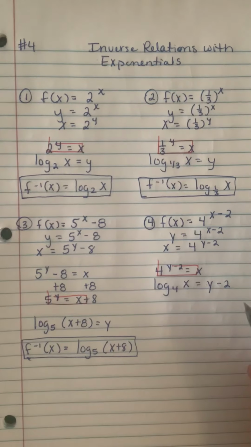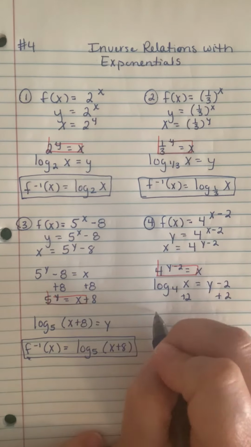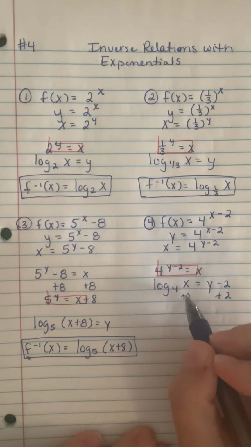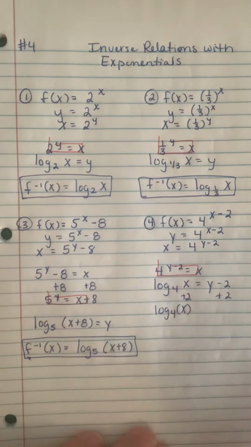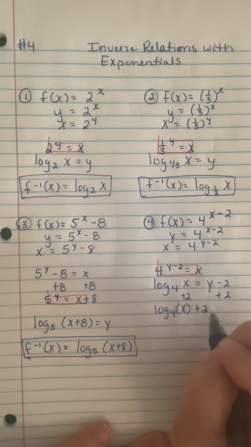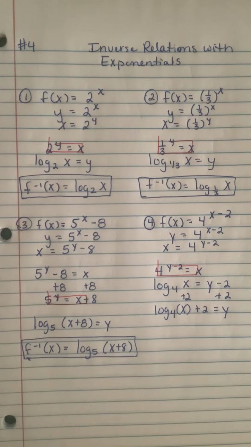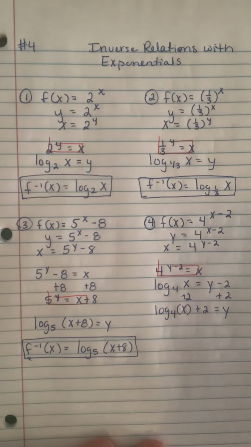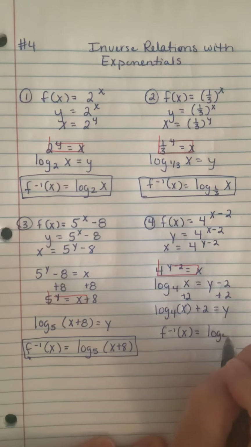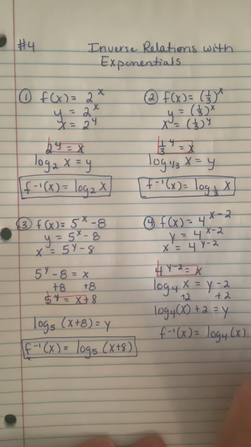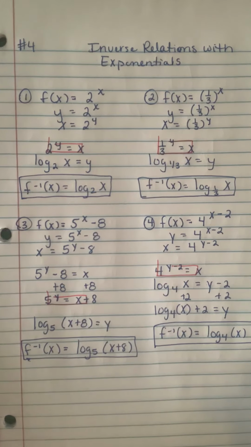Now, this y minus 2 is here, so I'm going to have to add 2 to both sides. When you add 2 to both sides, you're not going to combine that x and that 2 together. What you're going to have is log base 4 of x, and think about that as being in its own parentheses, plus 2 equals y. Think about that 2 is not attached to that log at all. It is on its own. So your answer will be f to the negative 1 of x equals log base 4 of x plus 2. And this will be your answer.